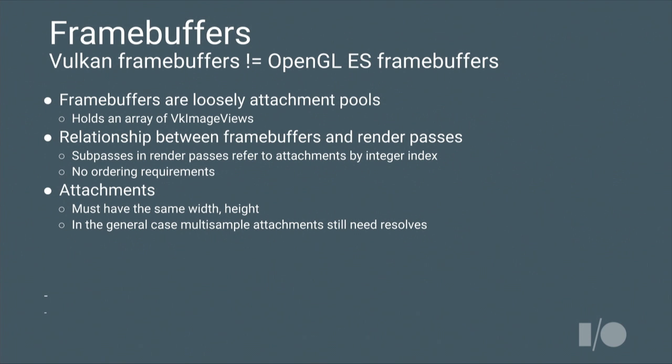All right, frame buffers. Frame buffers in Vulkan are slightly different than they are in OpenGL ES. You can think of frame buffers in Vulkan as basically loosely attachment pools. Essentially, they hold an array of VkImageViews. The relationship between frame buffers and render passes is fairly strict. Subpasses and render passes refer to attachments by integer index. There are no ordering requirements, and the attachments in frame buffers must have the same width and height. In the general case, you still have to resolve any multi-sample attachments to single sample before you use them in textures. Not much different from ES.